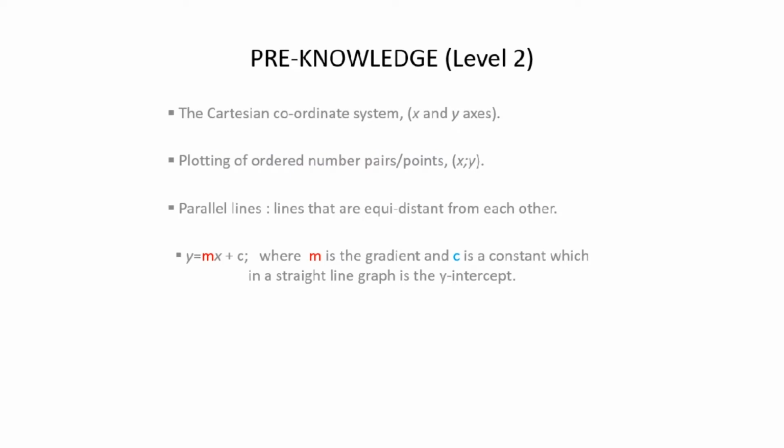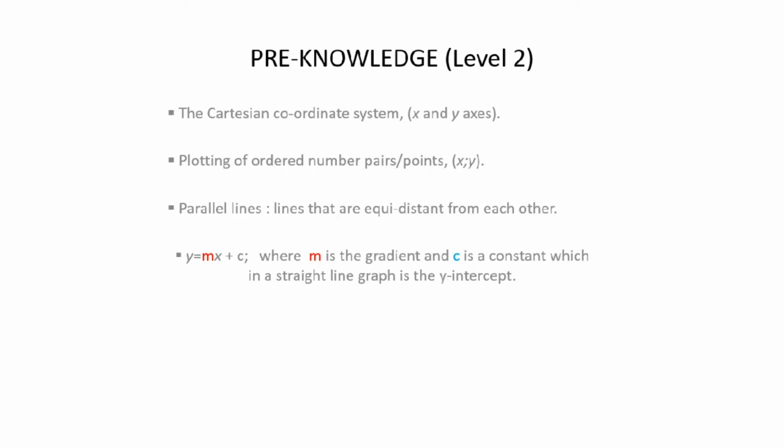Our pre-knowledge, which is what we bring from level 2, is very much similar to what we discussed in lesson number 1. We are still going to deal with the Cartesian coordinate system, the x and y axis. We are going to be dealing with the plotting of ordered number pairs or the plotting of points, so the xy coordinate system. And then we are going to deal with parallel lines. By way of definition, lines that are parallel are equidistant from each other, and the word equidistant means they've got the same distance apart from where they start to where they end.